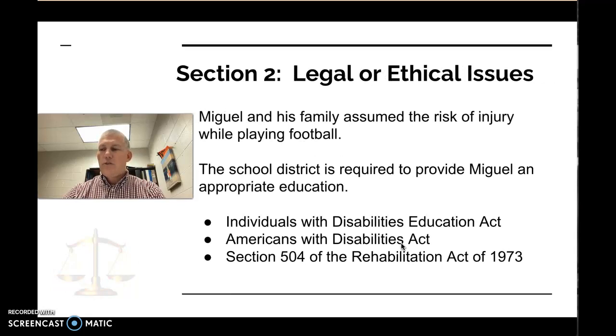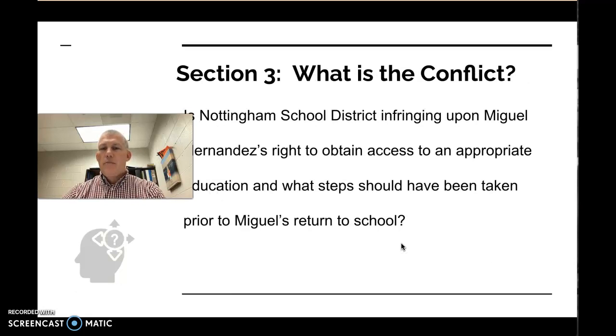As I looked at this case, I explored the legal and ethical issues. Unless there were mitigating circumstances not mentioned in the case study, Miguel and his family assumed the risk of him playing football. However, the school district is responsible to make sure Miguel and any other student has access to their buildings and programs. The question becomes, is Nottingham School District infringing upon Miguel Hernandez's right to obtain access to an appropriate education, and what steps should have been taken prior to Miguel's return to school?